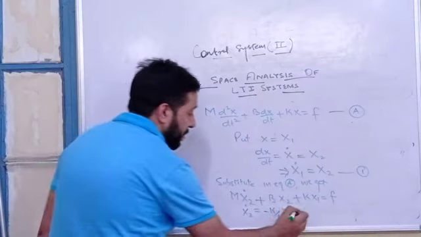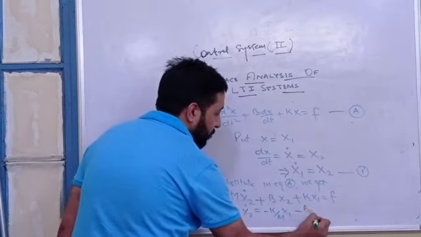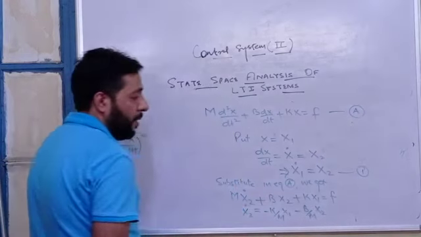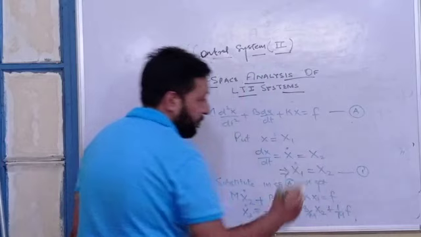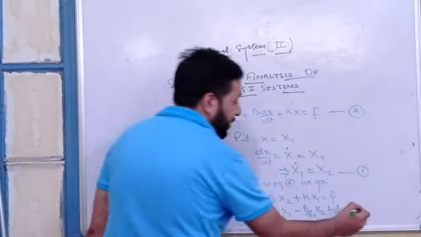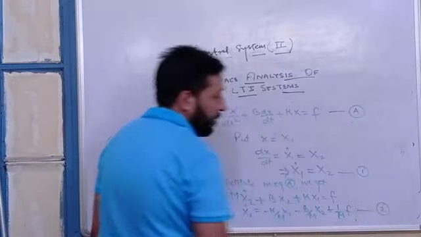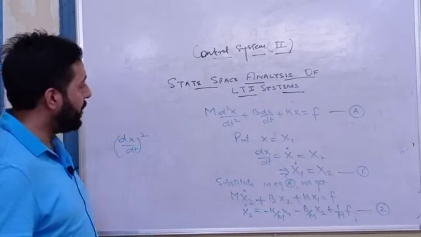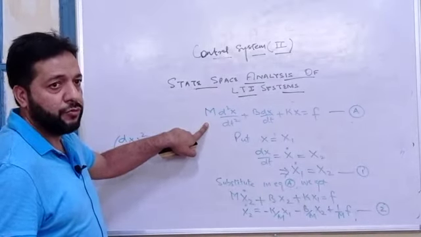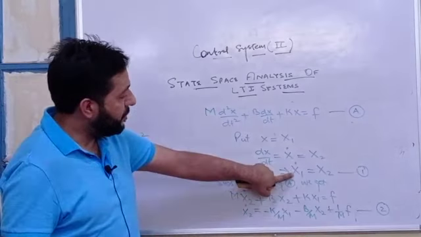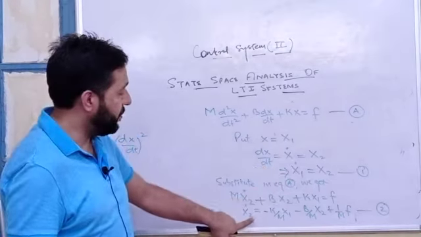सही है? Minus b upon m x2 plus 1 upon m f. सही है? I call this as equation number 2. The order of the original or the degree of the original differential equation was 2. What is the order of this equation? 1.